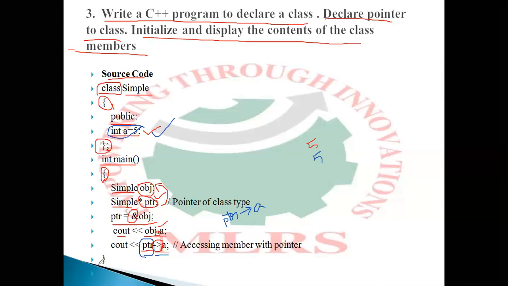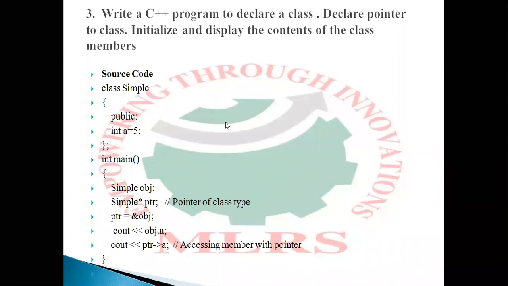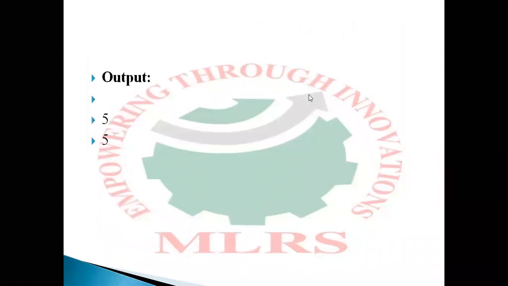Now we close the program. Let's look at the output. Here we are printing 5 and 5. The value of data member a is 5. One statement prints the value 5 by means of the object and dot operator, and the other prints the value of class member a by means of the pointer object. So we are simply printing the values on the output screen.